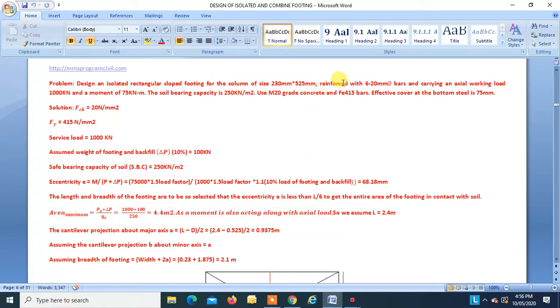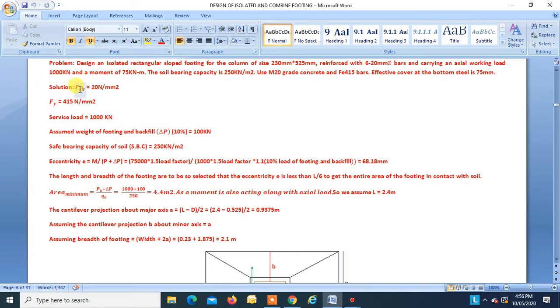Reinforced, and the column has reinforcement of six 20 mm dia bars carrying an actual working load of 1000 kilonewton and working moment of 75 kilonewton meter. The soil bearing capacity is 250 kilonewton per meter square. Use M20 grade concrete, Fe415 steel, and the effective cover at the bottom steel is to be considered as 75 mm.